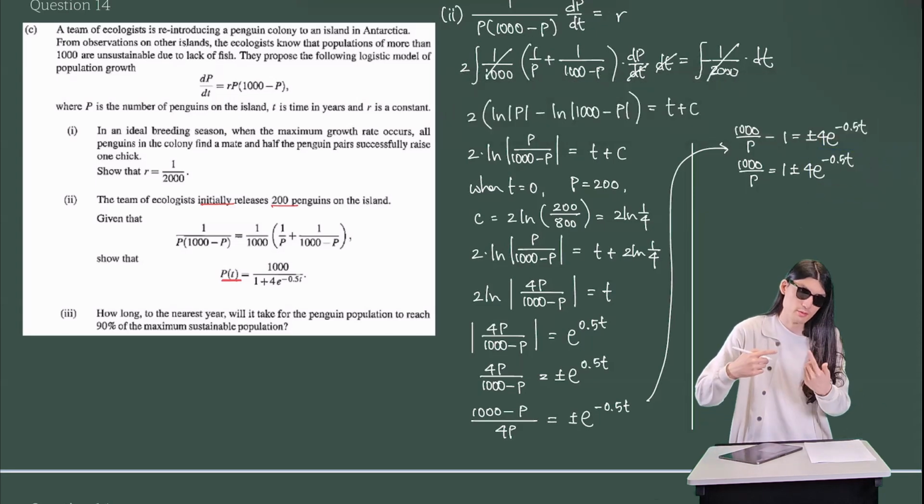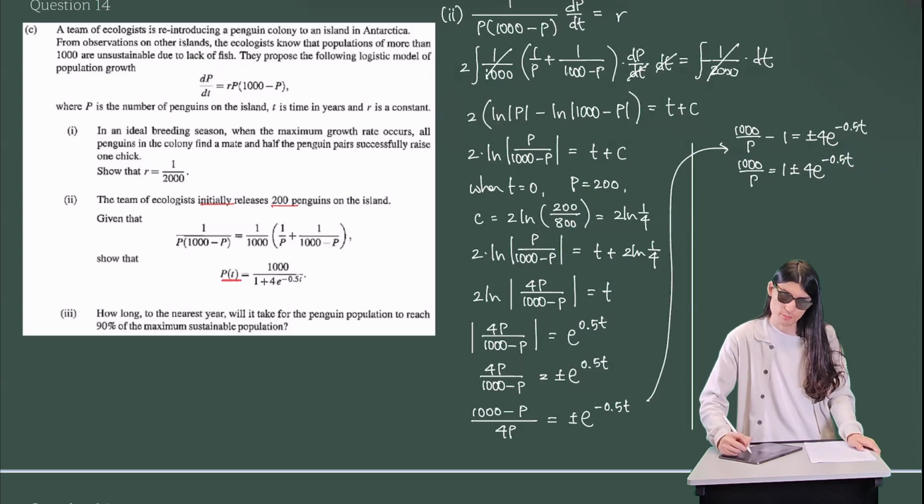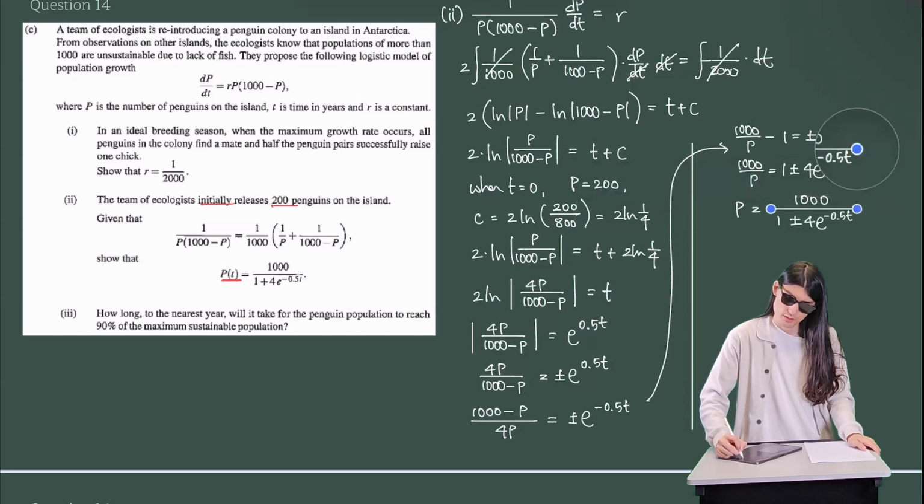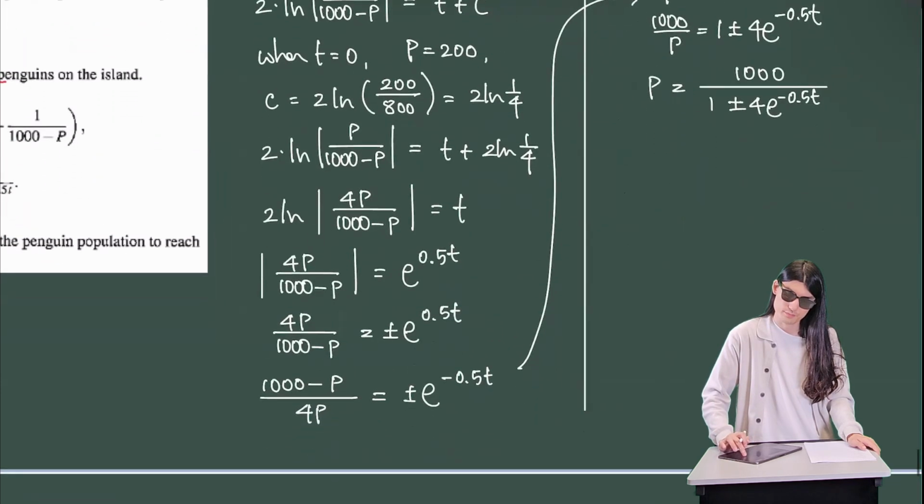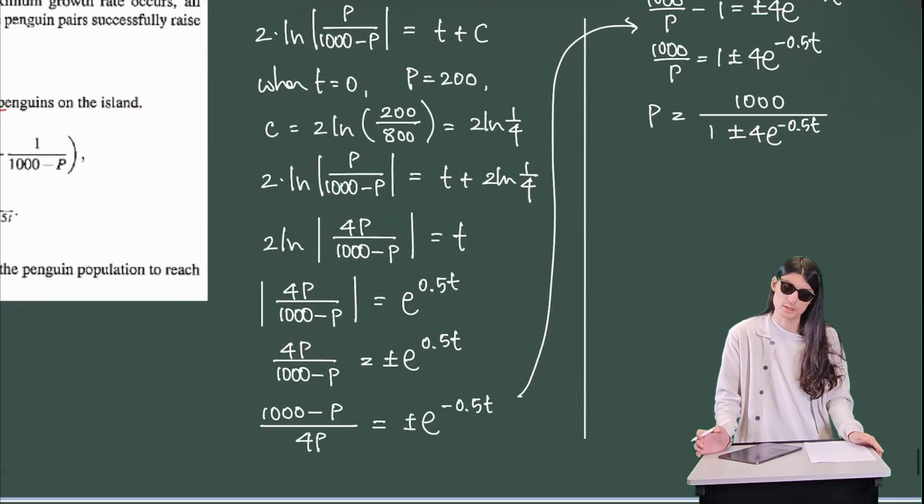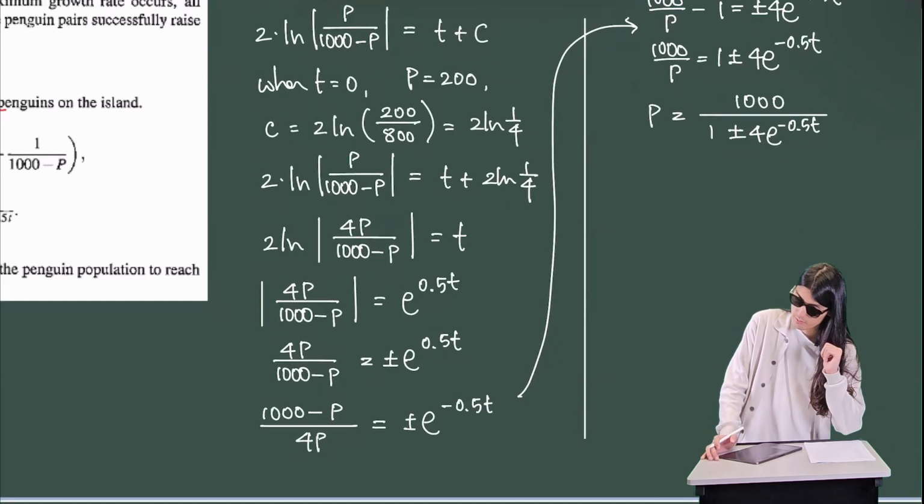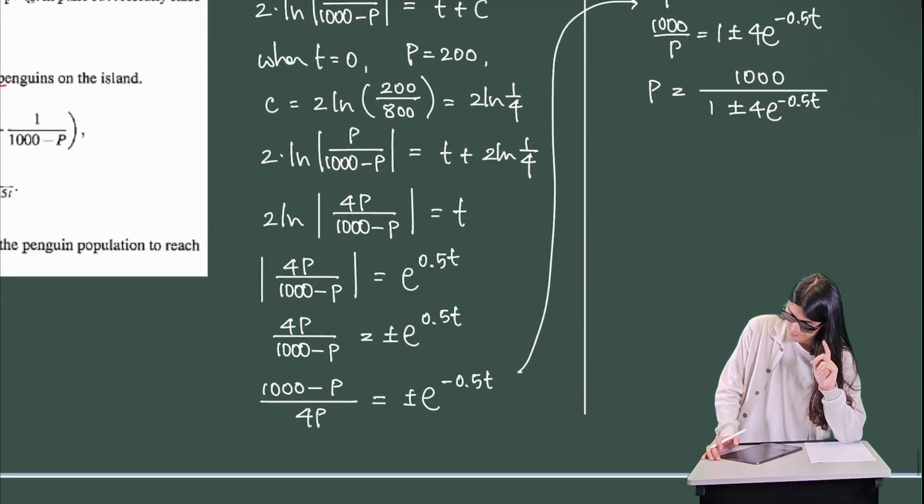And then again, take the reciprocal of both sides, so flip it around and multiply 1000 to both sides. So you end up with p equal to 1000 over 1 plus or minus 4e to the negative 0.5t is what you end up with. Right above me is the expression that you end up with, right?